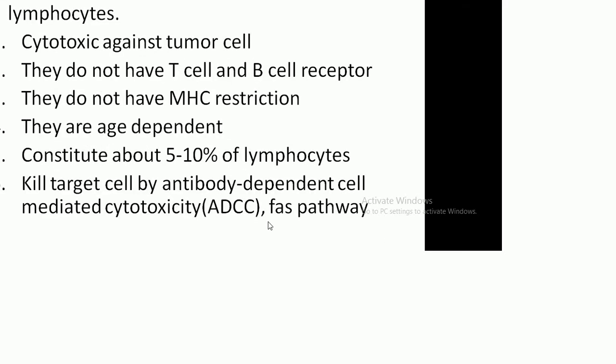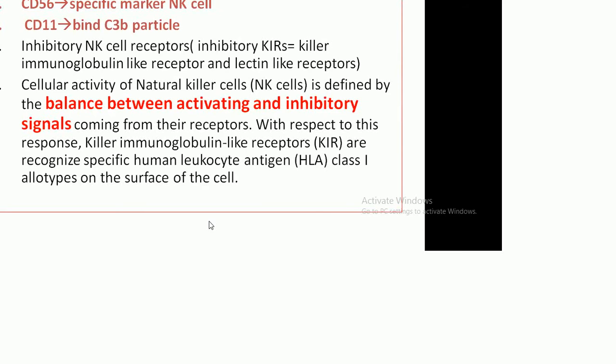The other cell is the NK cell, natural killer cells, which is a small population of large granular lymphocytes, cytotoxic against tumor cells. They do not have T and B cell receptors, and do not have MHC restriction. They are age dependent, constitute 5 to 10%, and the mechanism of action is by ADCC and the FAS pathway. The receptors present on the NK cells are CD16, CD56, CD11, and the cellular activation of NK cells is defined by balance between activating and inhibitory signals.